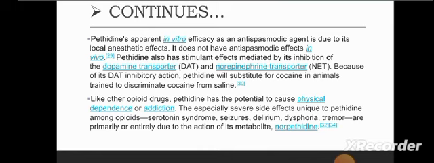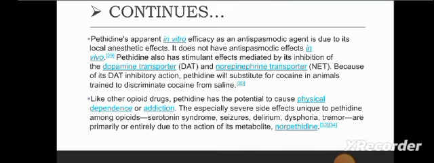Pethidine also has stimulant effects mediated by inhibition of the dopamine transporter DAT and norepinephrine transporter NET. Because of its DAT inhibitory action, pethidine will substitute for cocaine in animals trained to discriminate cocaine from saline. Like other opioid drugs, pethidine has the potential to cause physical dependence or addiction.